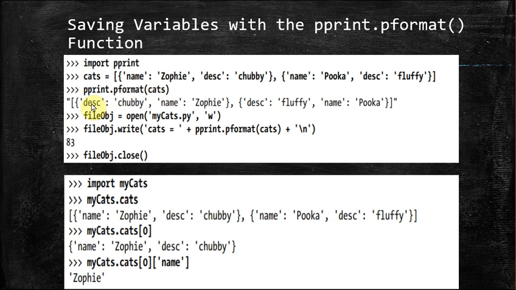When you give the details of this variable, cats is displayed. So what is there in this cats? We already said it contains a list of dictionaries which has name as well as description as keys, and the value pairs are Zoofy and Chubby, and Puka and Fluffy. So when you give pprint.pformat(cats), that particular data is displayed. Now what are we doing next? That data can be written into a file with .py extension. So that is here.